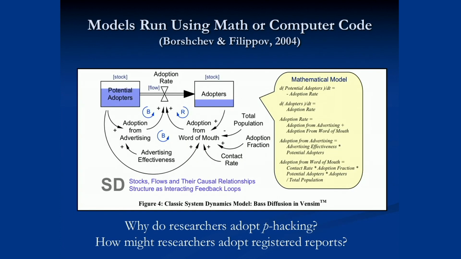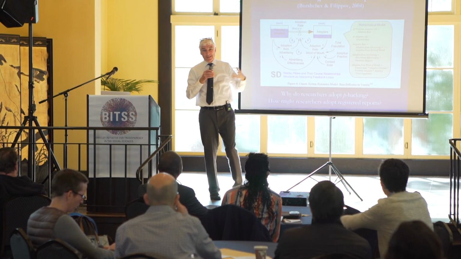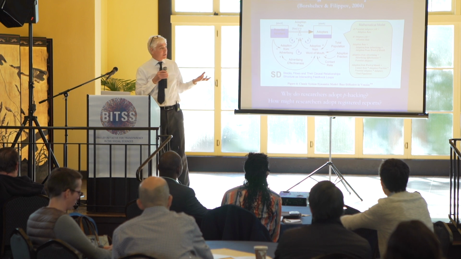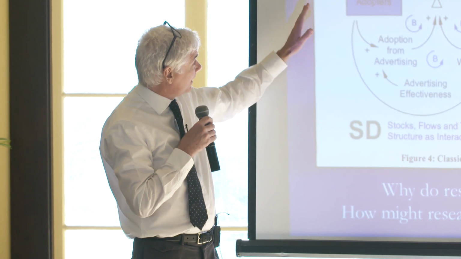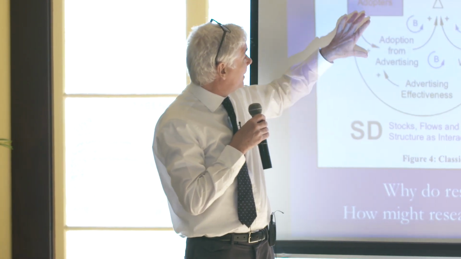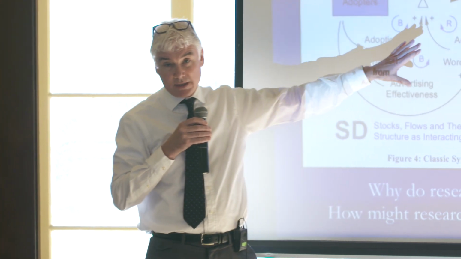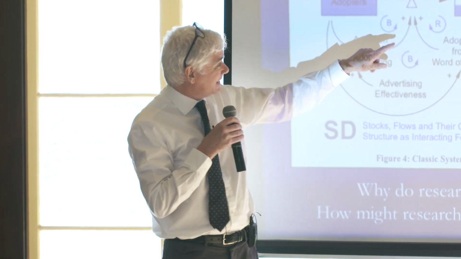In order to make these models run, you have to use either math or some kind of computer code. So again, here's a very simple model. This says potential adopters, and these are people who have adopted something, an idea. So let's say people who have adopted p-hacking, or people who have adopted registered reports. So there's a pool of people who are susceptible to that. Let's say graduate students, they come into our organization, there's a pool of them, and there's a rate at which they flow from being potential adopters to being adopters. And that rate is affected by these things that drive it.